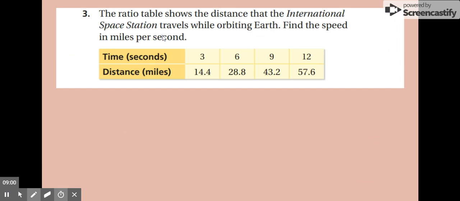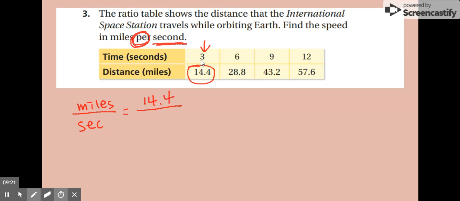So now let's try to solve this question. For the ratio table, I'm going to choose the first ratio here. I want to find the speed in miles per, you see the per, second. What's after per? It's second, right? So we're going to find miles per second. Now, how many miles here? 14.4 for how many seconds?